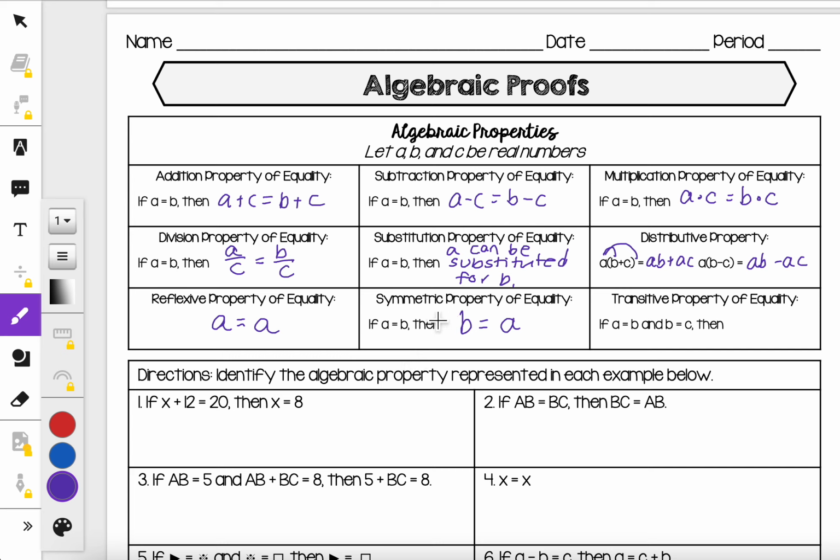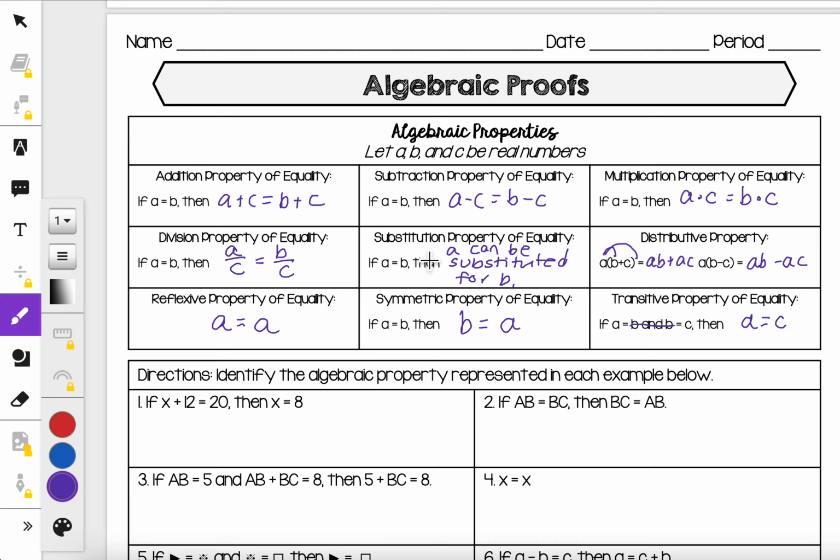And our transitive property is kind of a special case of substitution. So if A equals B and B equals C, then A equals C. So some people think of this as cutting out that middleman. If A is equal to B and B is equal to C, sometimes it helps students to cross out that B because it's the same thing, and we just see that A equals C. Okay, that's our transitive property. It's a special type of substitution.